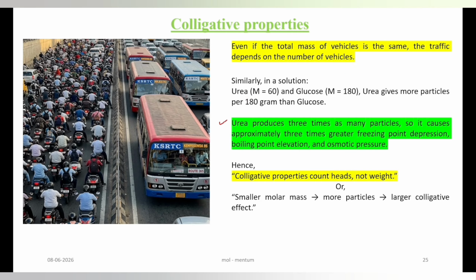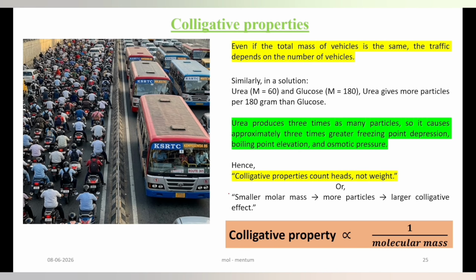That is why it is written: urea produces 3 times as many particles. So it causes approximately 3 times greater depression in freezing point, 3 times higher elevation in boiling point and osmotic pressure. We can summarize colligative properties in one line: colligative properties count heads, not weight. Okay, so with this we will begin with the first colligative property.